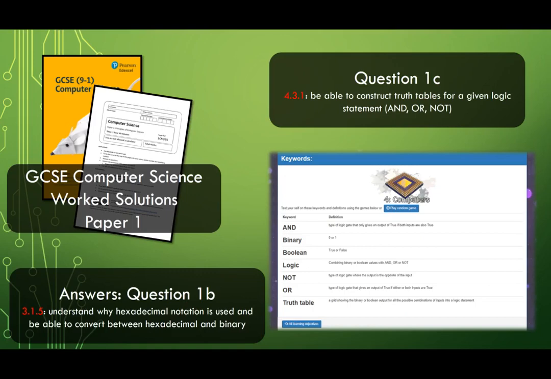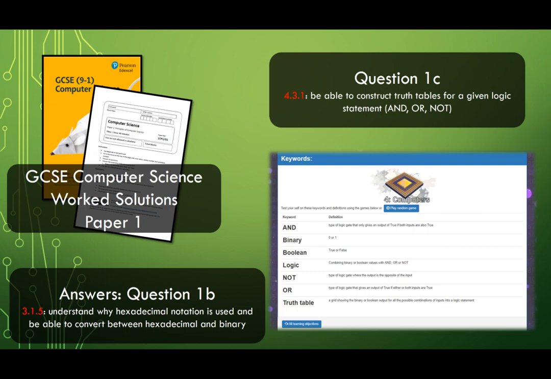Welcome to the third video in this sequence of work solutions for Edexcel GCSE Computer Science. In this video, we're looking at Paper 1, question 1b. We'll go through the answers to that. That was converting binary to hexadecimal. And then your challenge is to have a look at question 1c, which is about logic gates and truth tables.